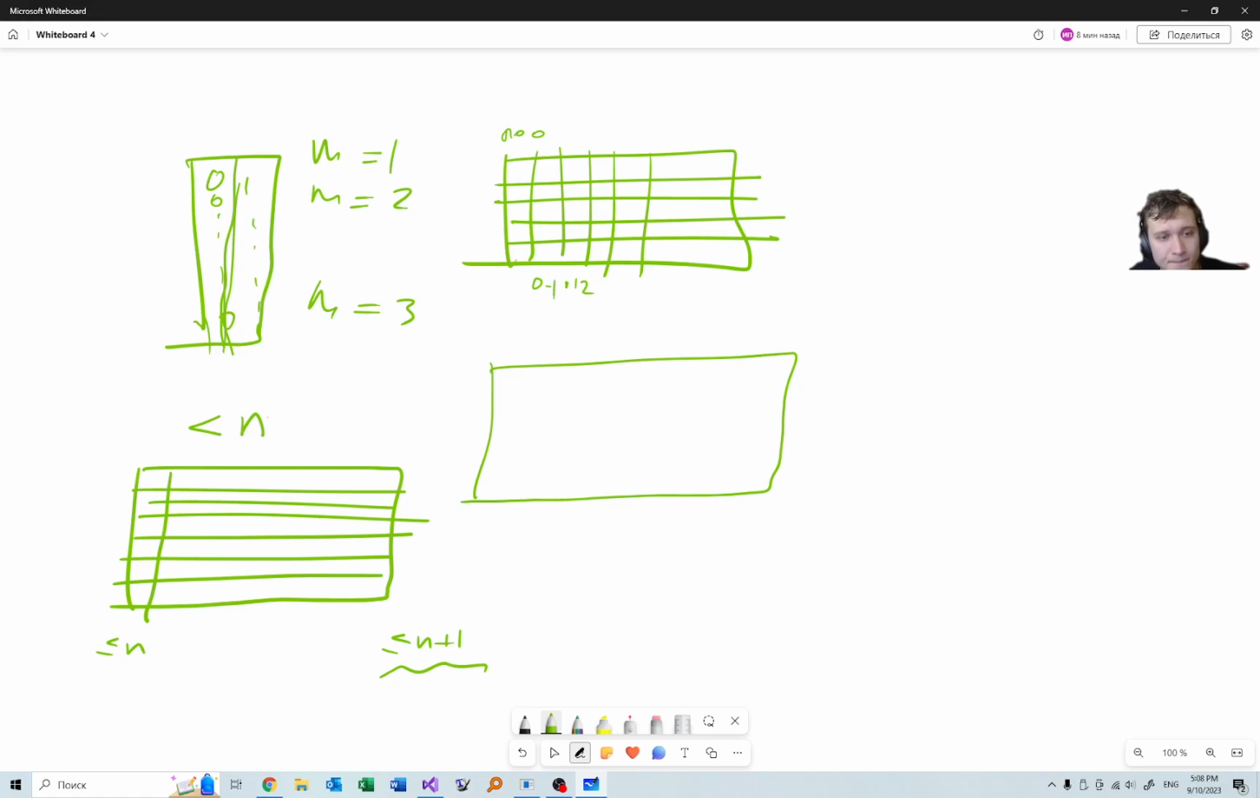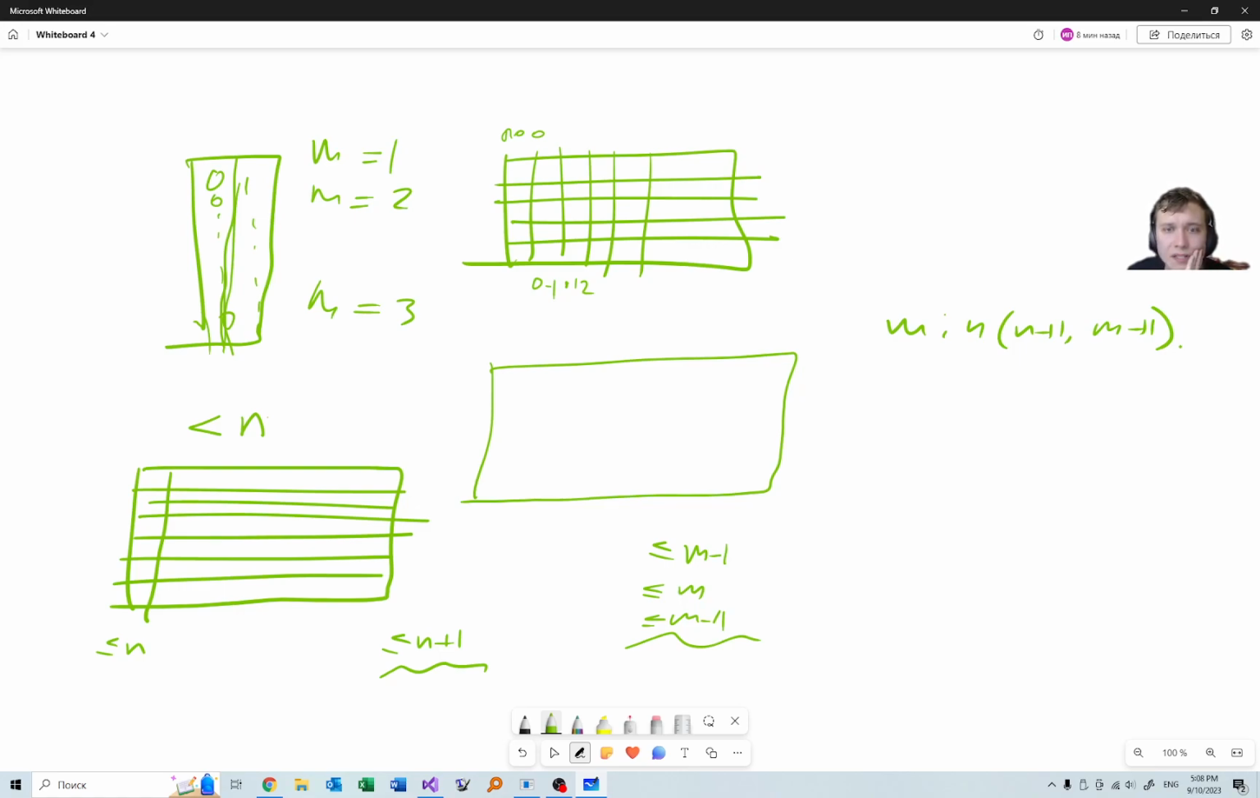Also, all the numbers in the rows are at most m minus 1. So also each max is at most m. So the answer is at most m plus 1. So the answer is at most the minimum of n plus 1 and m plus 1. Now let's tighten this up.